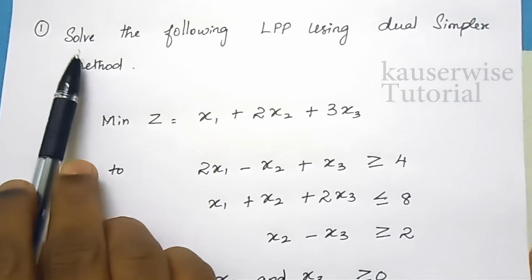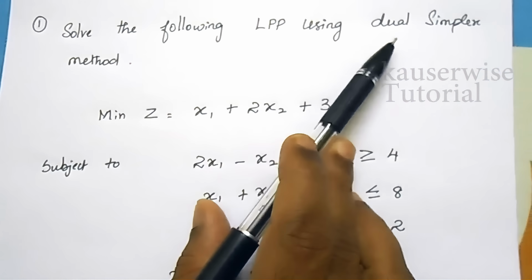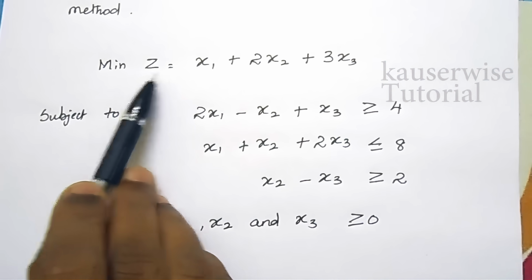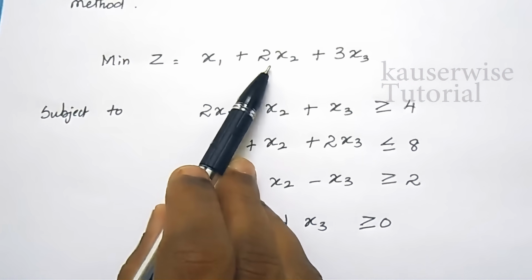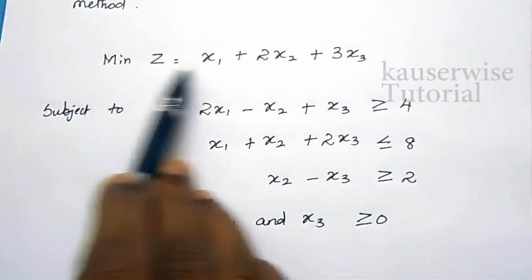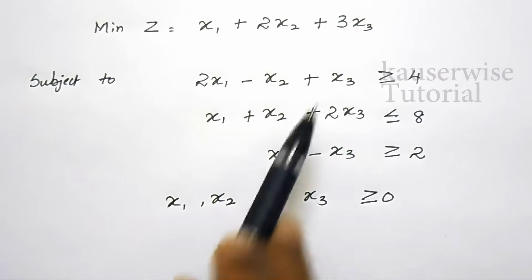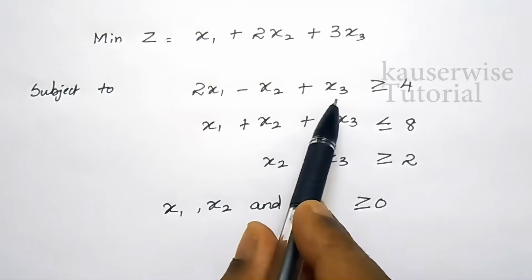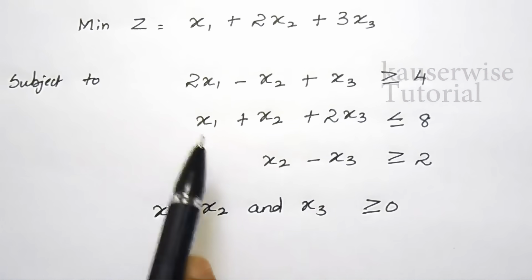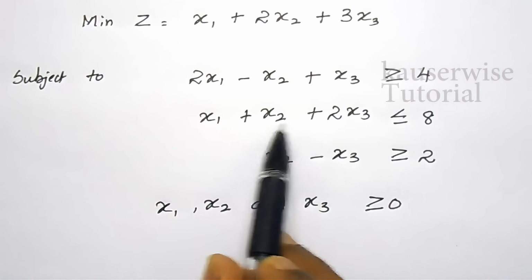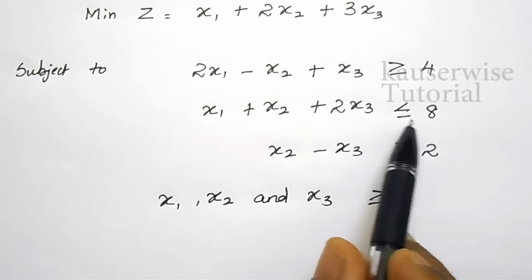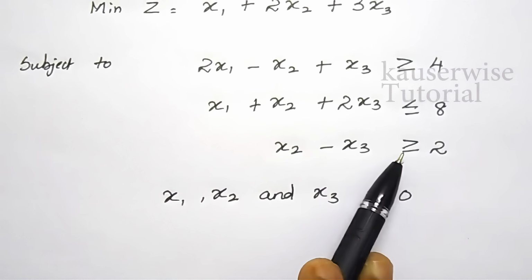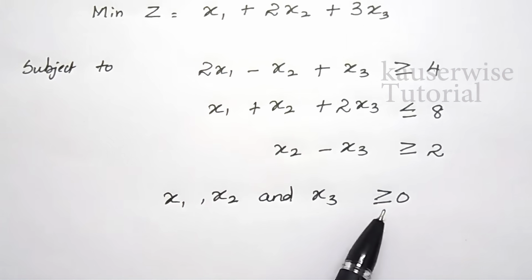Look at this problem. Solve the following LPP using dual simplex method. It's a minimization problem. Minimization Z is equal to x1 plus 2x2 plus 3x3. This is the objective function, subject to the constraints. Three constraints are there. First constraint is 2x1 minus x2 plus x3 greater than or equal to 4. Second equation, x1 plus x2 plus 2x3 less than or equal to 8. Third constraint, x2 minus x3 greater than or equal to 2. x1, x2 and x3 greater than or equal to 0.